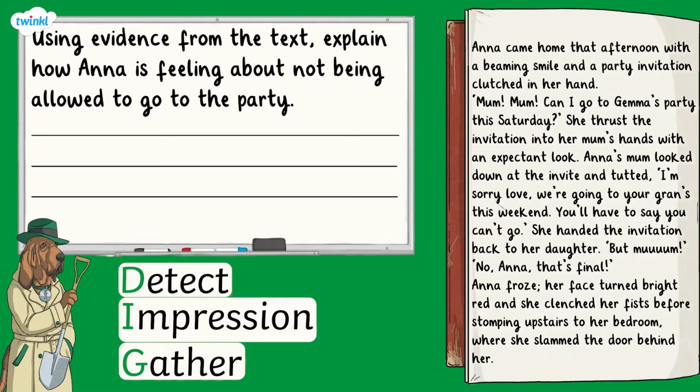First, you should detect. This is where we look in the text for any words or phrases where the key words from the question have been mentioned to help us to answer the question. In this case, Anna, party, and any emotions. Using what you have found, you can form an opinion and answer the questions with your impression. For example, I think Anna feels angry and frustrated.